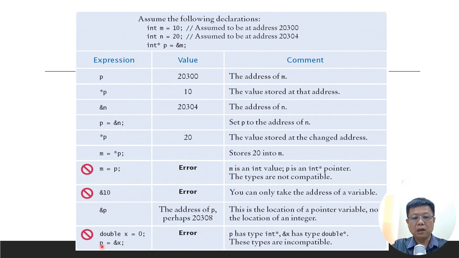Okay. The last one, we have a double x equal to 0. And then we have the p equal to &x. If you look at the first line of code and the second line of code, nothing is wrong. But something is wrong where our pointer p over here is declared as integer, and you try to assign the address of x to this pointer p. But x is double, p is integer. So they are not matched. That's why they are not compatible, and this will create an error.